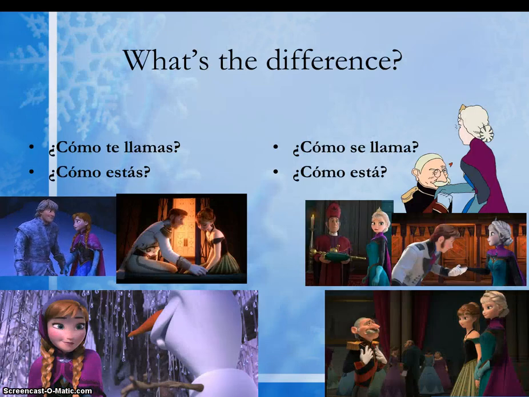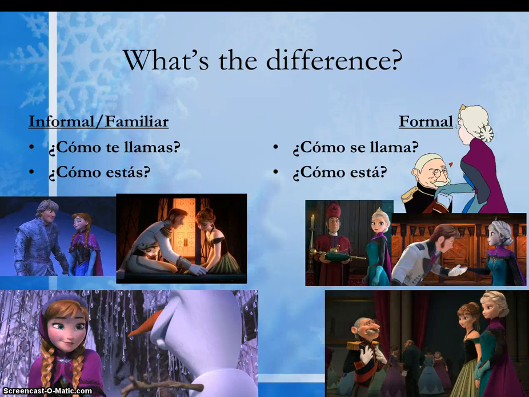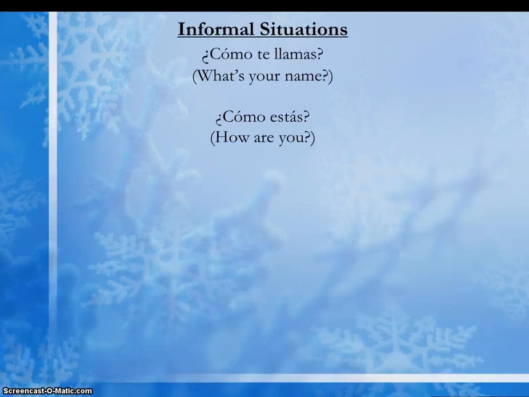So what are the differences? Take a moment and look at the differences between the two. We have ¿Cómo te llamas? And ¿Cómo estás? On the left, and ¿Cómo se llama? And ¿Cómo está? On the right. What do you see? What do you notice in the pictures? The left side is informal or familiar situations, and the right side looks like formal situations. So pull out a paper and write these down.